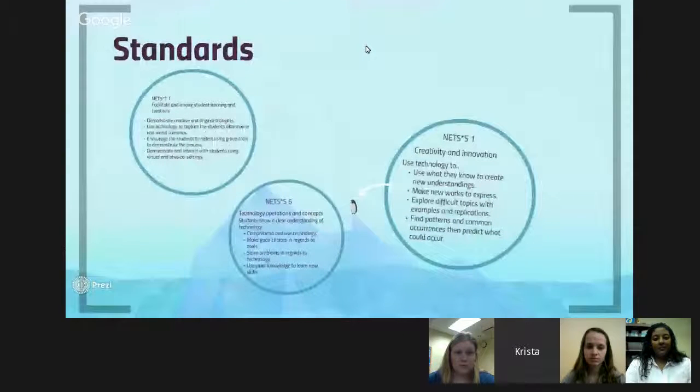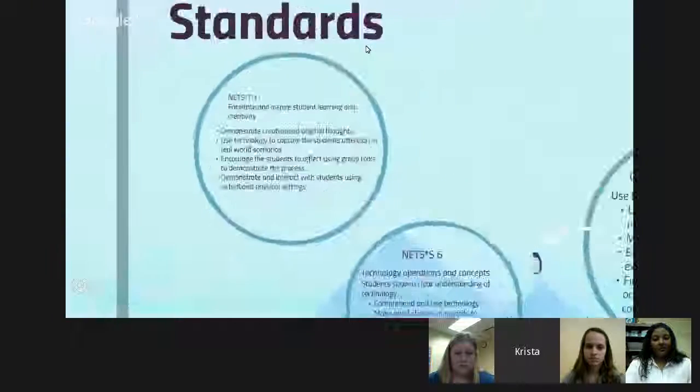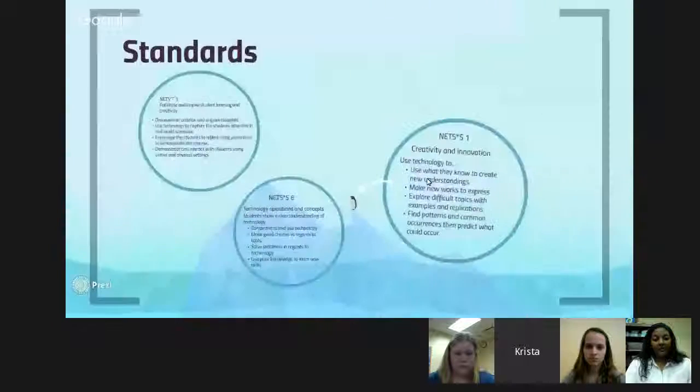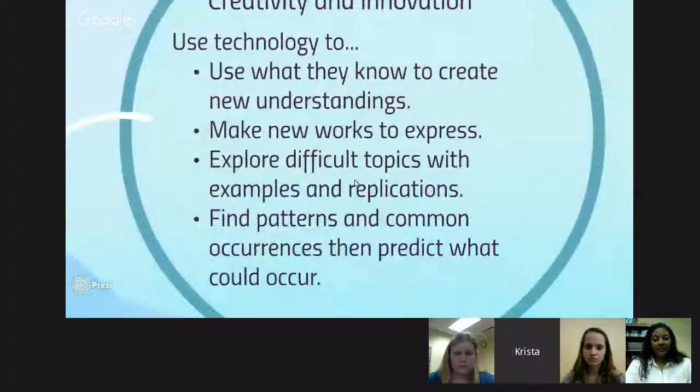The next standard I had was Student Standard 1, and that's about creativity and innovation. Students demonstrate their creativity as well as innovation through the use of technology. There's 4 points to that. They'll use technology to use what they know to create new understandings, make new works to express, explore difficult topics with examples and replications, find patterns and common occurrences, then predict what could occur.